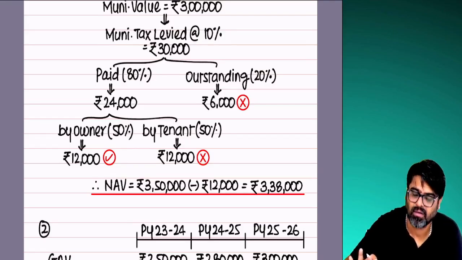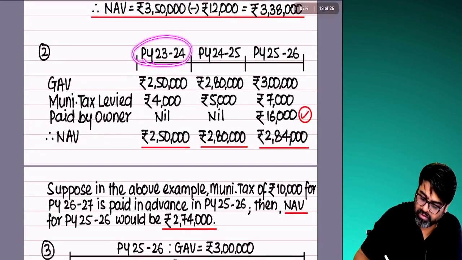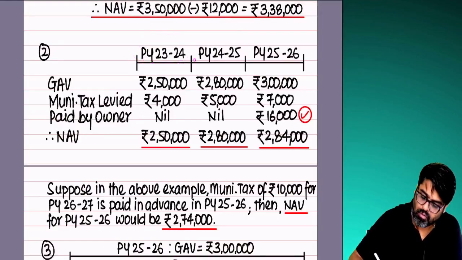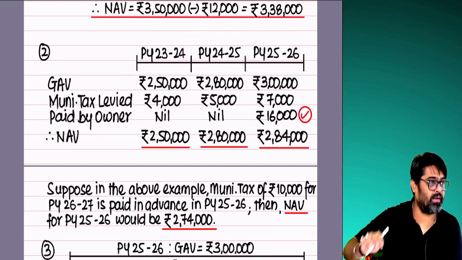Hello sir. Now next one. Next example we will take. Which previous year is this? This was your previous year. This is my previous year, 25.